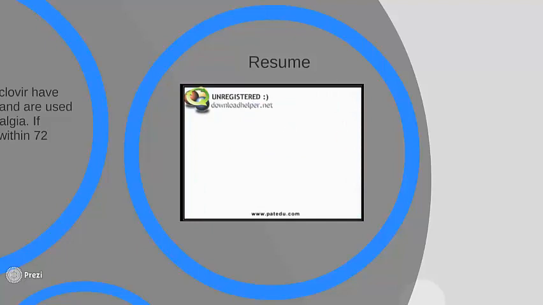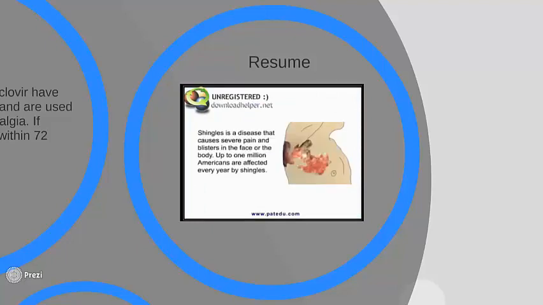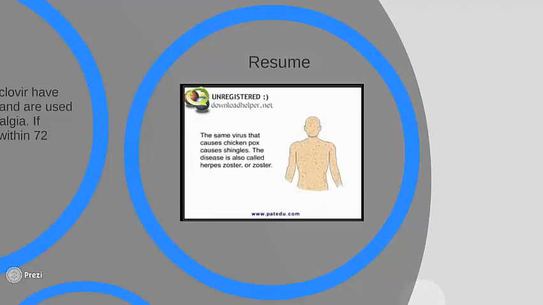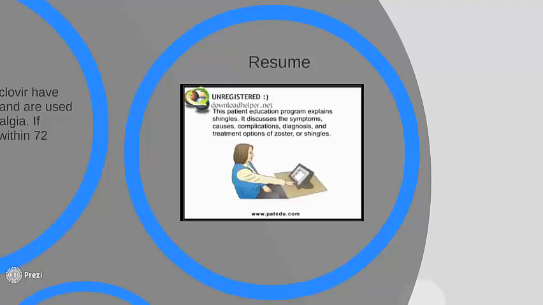Shingles. Introduction. Shingles is a disease that causes severe pain and blisters in the face or the body. Up to 1 million Americans are affected every year by shingles. The same virus that causes chickenpox causes shingles. The disease is also called herpes zoster or zoster. This patient education program explains shingles. It discusses the symptoms, causes, complications, diagnosis, and treatment options of zoster or shingles.